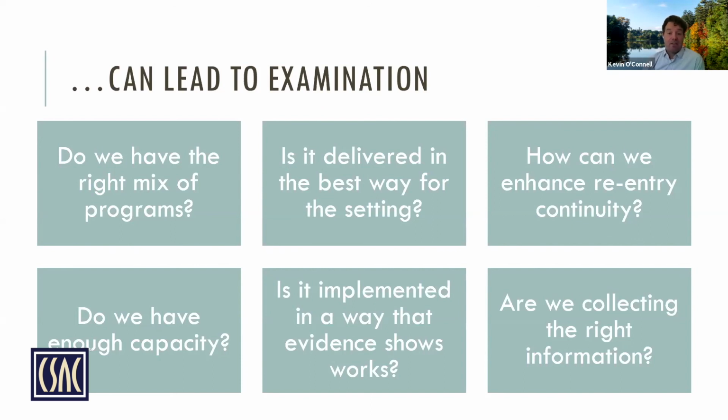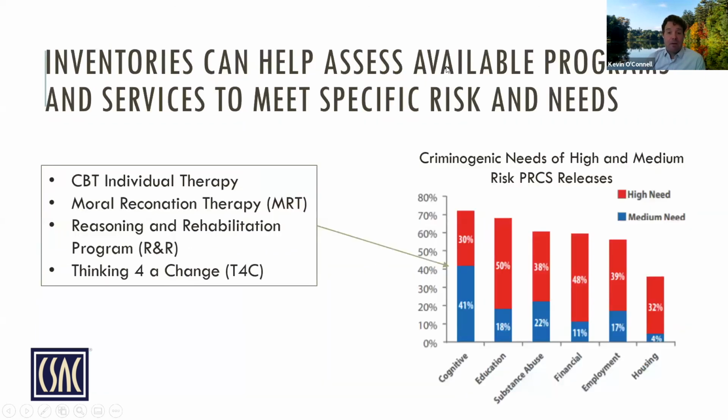And then, are we collecting the right information? Do we actually have enough information to make sound decisions and really understand what we're trying to deliver for the justice-involved population? So a couple of examples I want to go through, and I'll go through these fast in the interest of time.